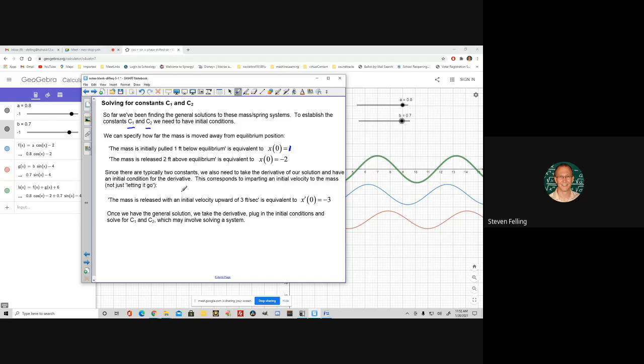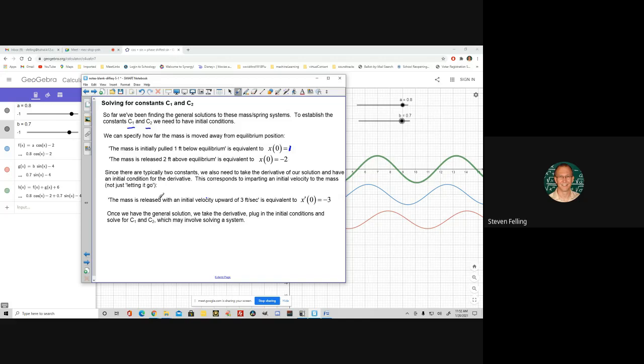So this would be shown in a problem like this. It might say the mass is released with an initial velocity upward of 3 feet per second. That's equivalent to saying that the first derivative of x at time 0 is negative 3, negative meaning upward, which is the negative displacement direction. So once we have our general solution, we just plug in these initial conditions to solve for C1 and C2.